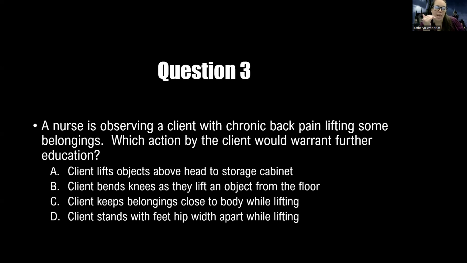So far I like B, C, and D, but the only one that didn't sound good was A, lifting the objects above the head. So this is the correct answer, the one that is incorrect, because we do not want them to lift objects above their head, because that's going to cause strain in their back. We do want them to bend their knees. We want them to keep belongings close to their chest. We want them to stand with their feet hip width apart when they lift.